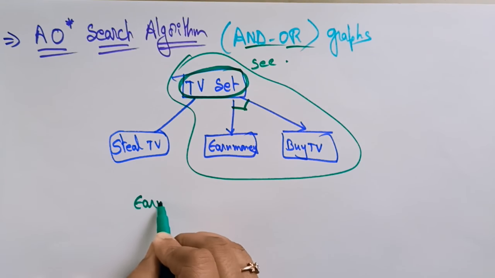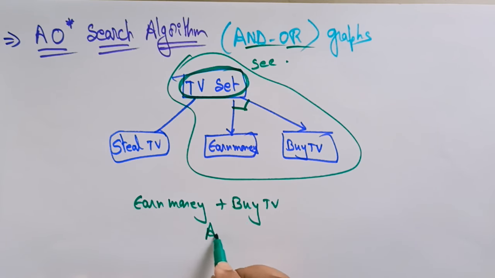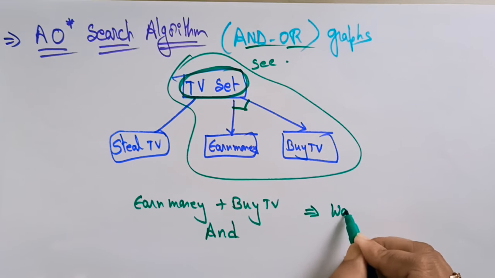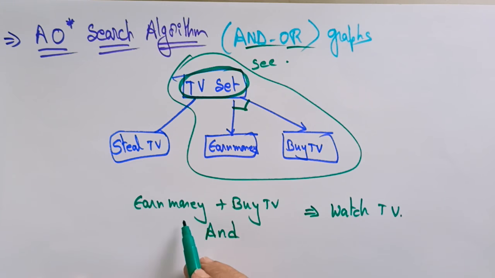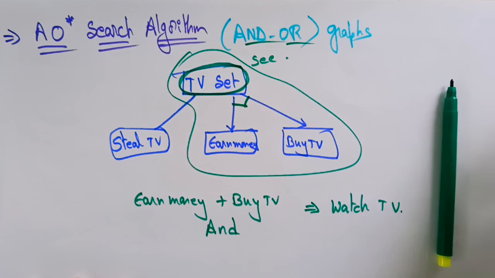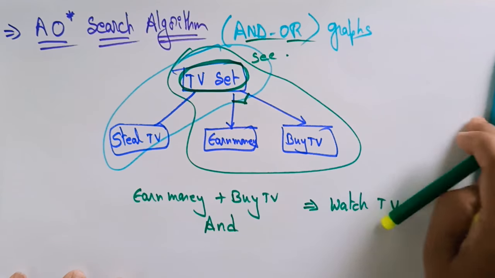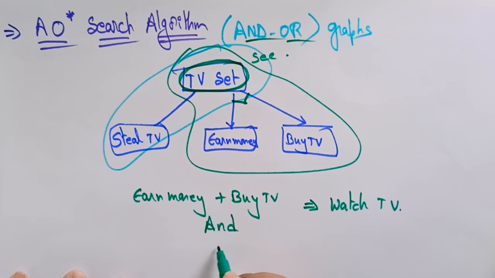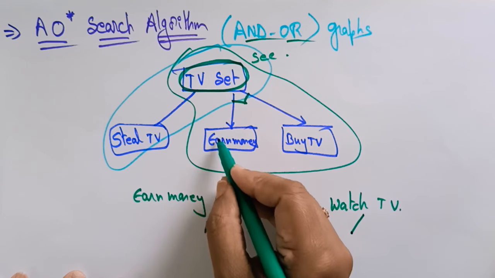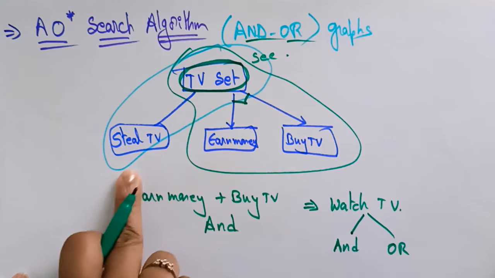Earn money plus buy TV. This is the AND symbol. Earn money and buy TV, then you can watch TV. Or another thing is, you simply steal the TV. Rather than earning all these things, you just steal the TV and watch it. So that is an OR. If you want to watch TV, what will you do? You can earn and buy the TV, or you can simply steal the TV.